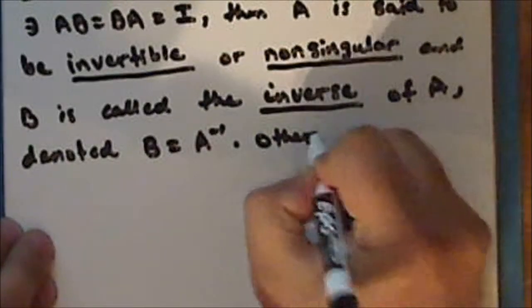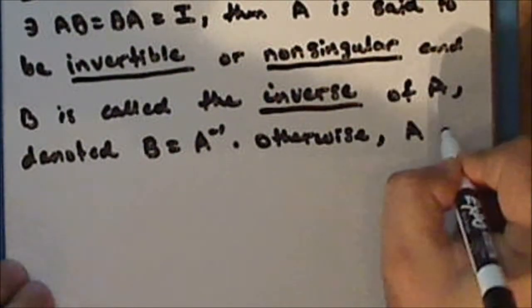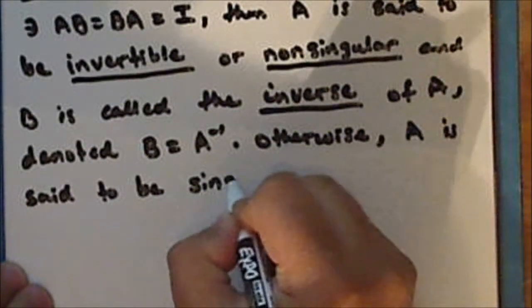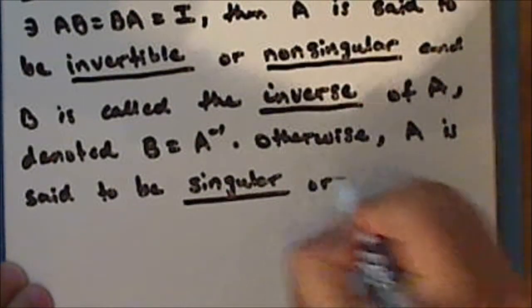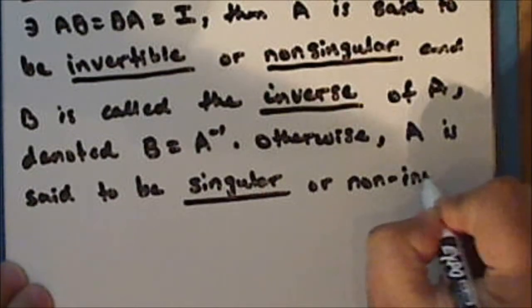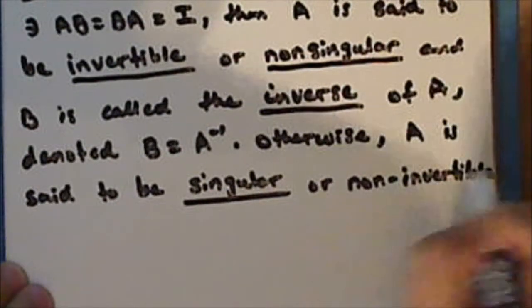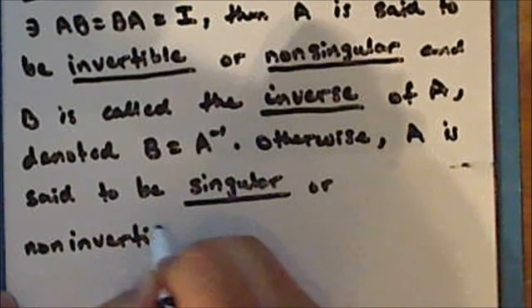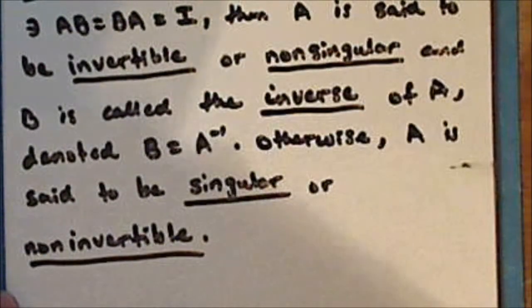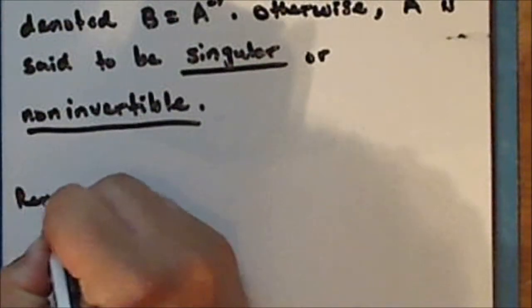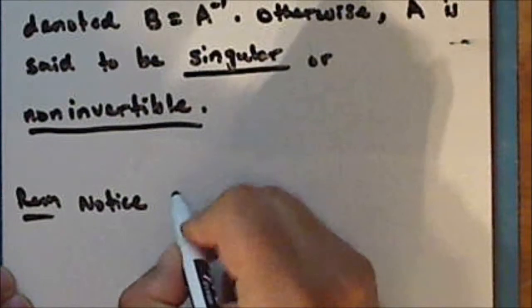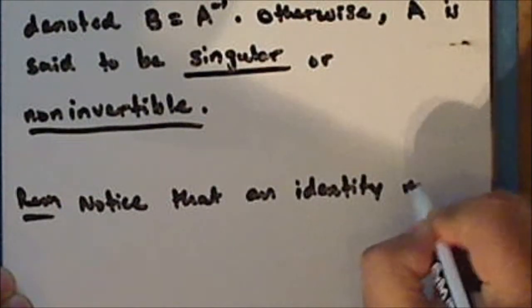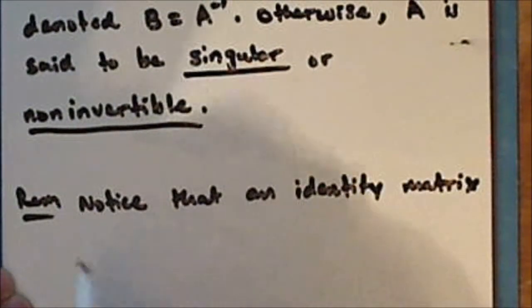Otherwise, the matrix A is said to be singular or non-invertible. So notice that an identity matrix is its own inverse.